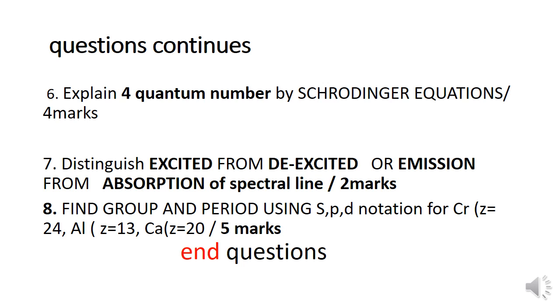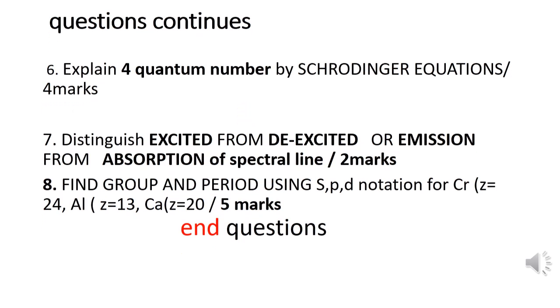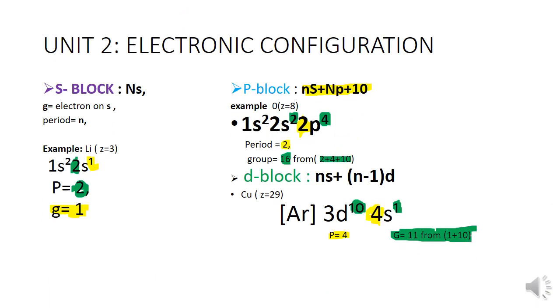Distinguish emission from absorption of spectral lines. Find group and period using SPD notation for chromium, aluminum and calcium, given their atomic numbers. This is the question I have to answer after running this unit, Unit 2.